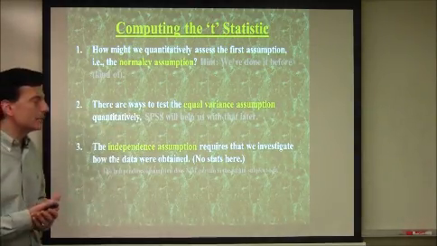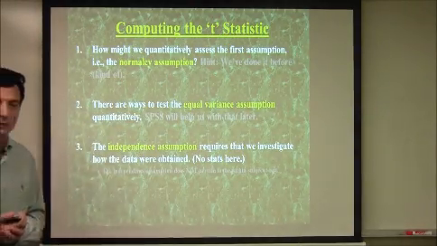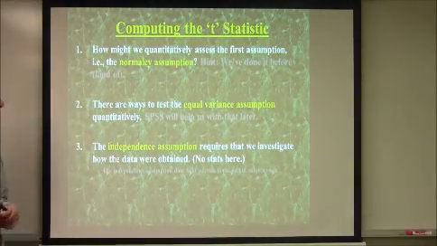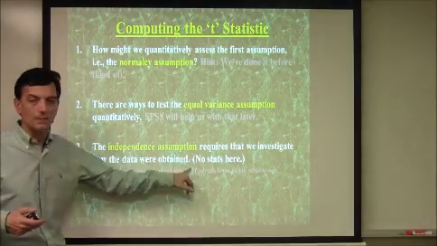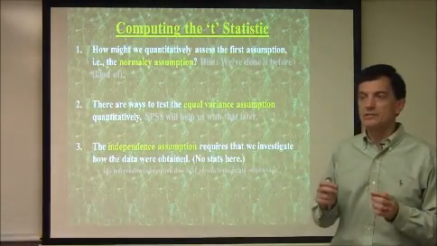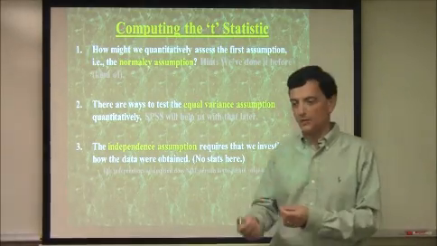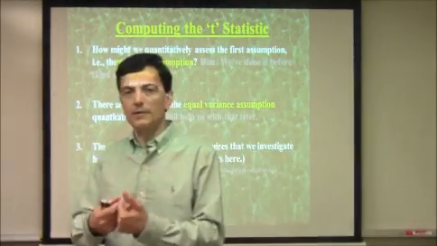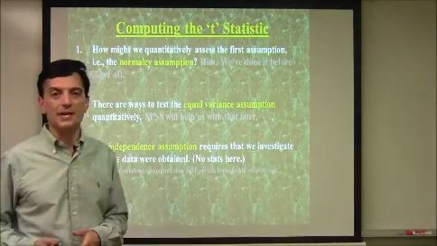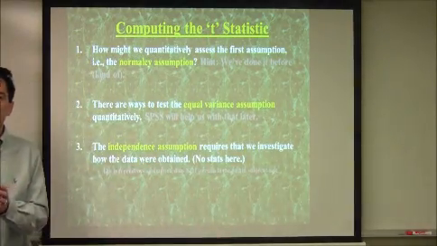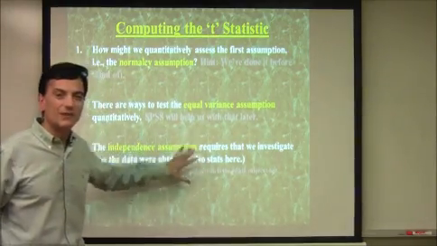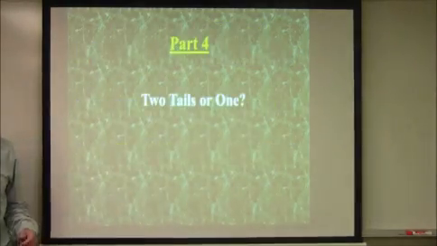There are ways to test the equal variance assumption quantitatively. We'll learn about something called the Levene test. Okay? And then the independence assumption requires that we investigate how the data were obtained. This is not actually done through a statistical test, but we can just ask, is there something about the nature of the data collection process whereby a particular score depended on somebody else's score or some other score in the data set? And to the extent that we can say that every score did not depend on any other score, then we have satisfied the independence assumption.